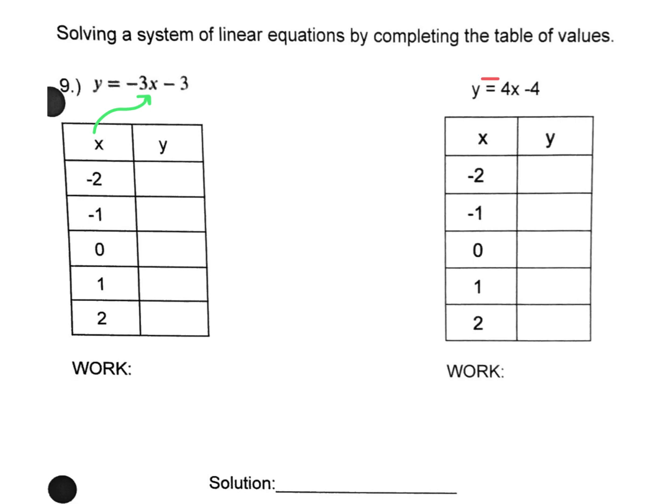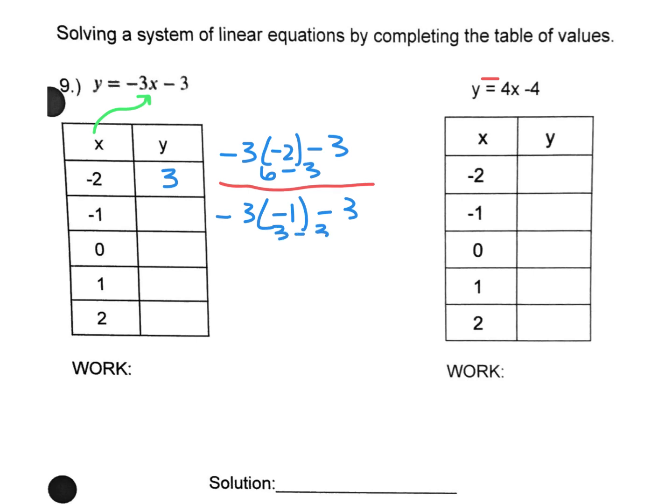Okay, so let's go ahead and substitute in. So -3 times x, which is -2, minus 3. A negative times a negative is a positive. And 3 times 2 is 6. 6 minus 3 is 3. Okay, then I do my second point. -3, I'm substituting in -1. A negative times a negative is a positive. 3 times 1 is 3. And 3 minus 3 is 0.